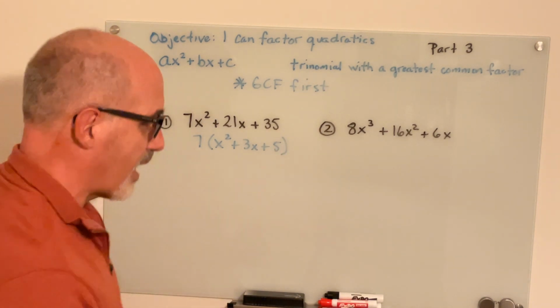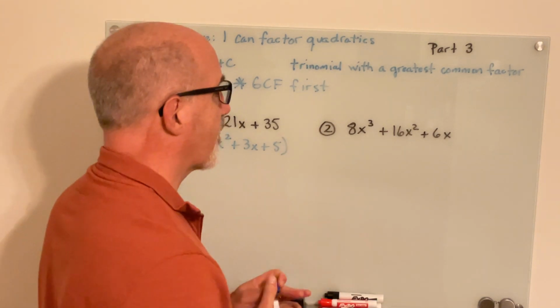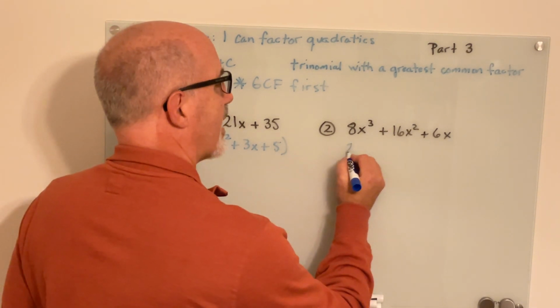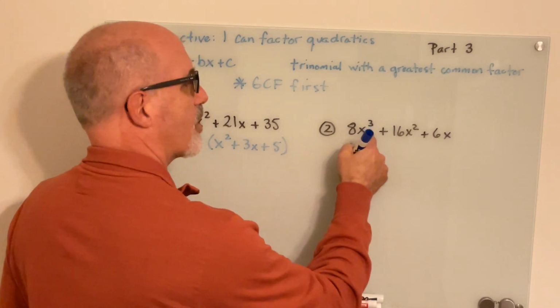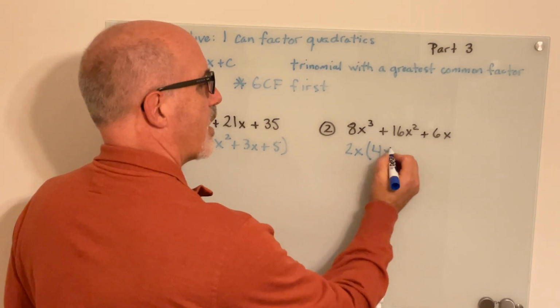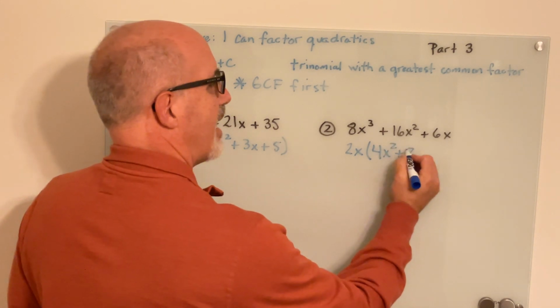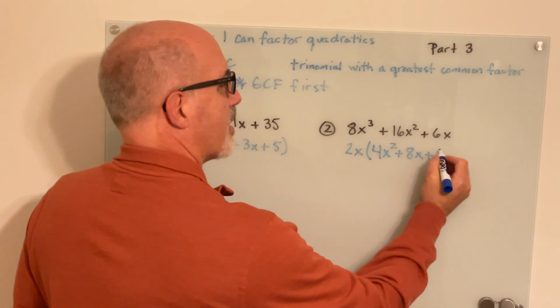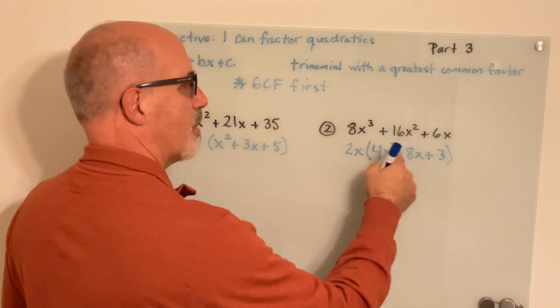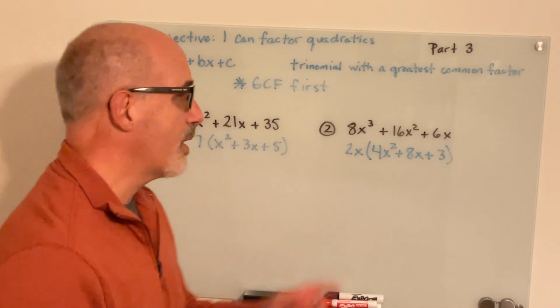This one, on the other hand, when I take out, it looks like I've got a common factor where I can take out a 2, and I can take out an x. So it's not even a quadratic yet, but when I take out the 2x, I'm left with 4x squared plus 8x plus 3. When I take an x out of each term and a 2, that's what it's left with. And now it is a quadratic.